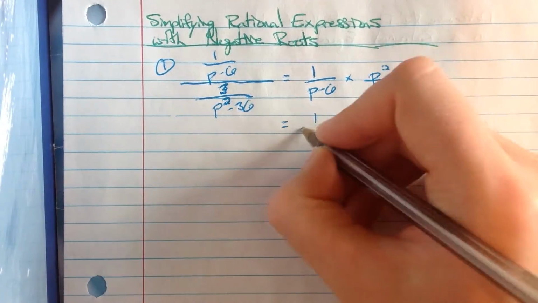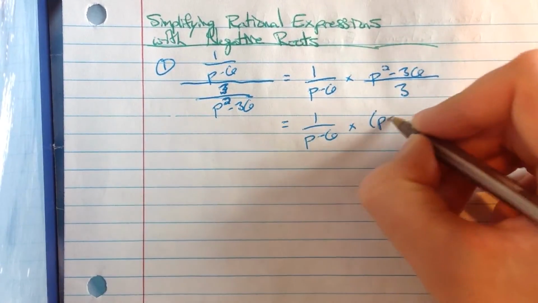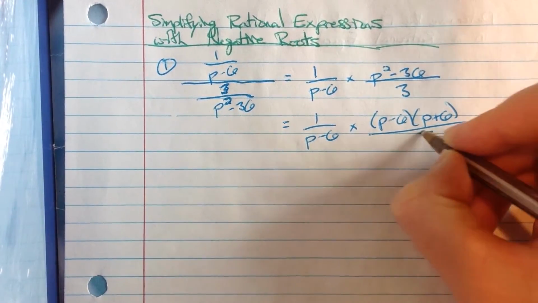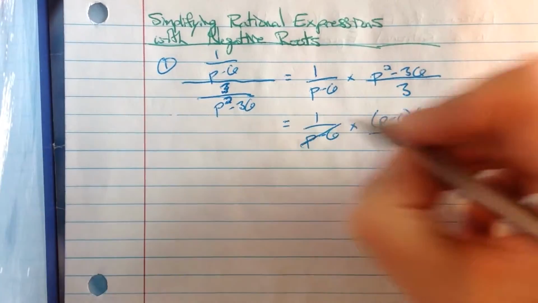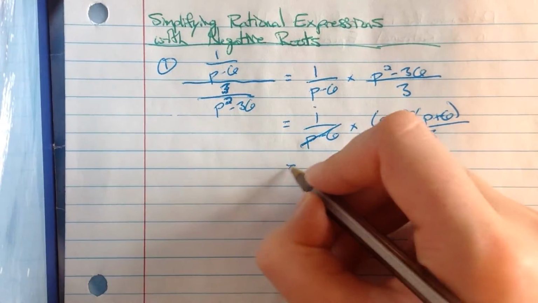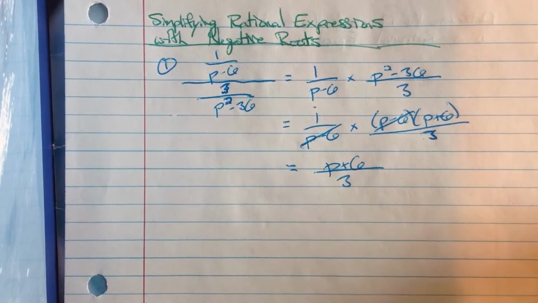Notice the top fraction doesn't factor, but the second fraction does. P minus 6, p plus 6, the difference of squares. P minus 6's cancel. 1 times p plus 6 is p plus 6 all over 3.